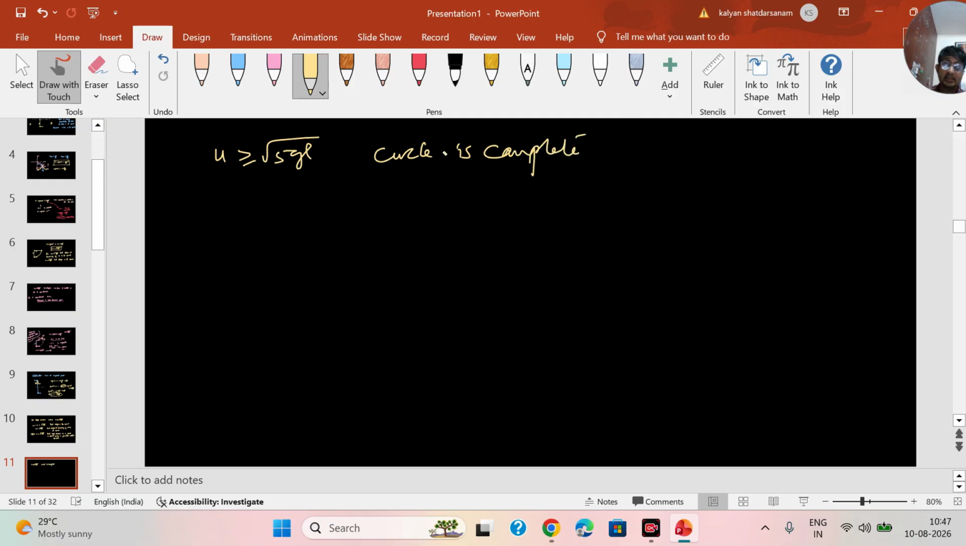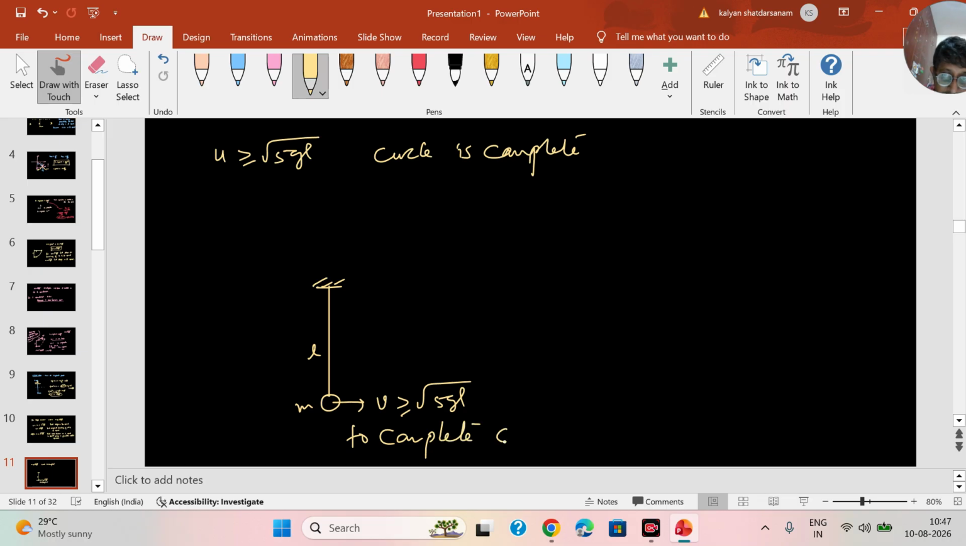So this is very important. Same thing goes. Basically, if I take a stone with a string of length L, this velocity should be more than root 5gL to complete the circle, or equal to also is fine. Critical case.